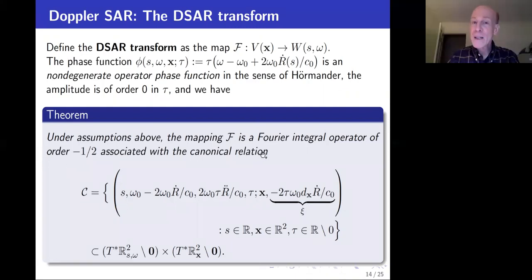And it's associated with a canonical relation, script C. So this is contained in the cotangent space T star of R2 for the s, omega variables cross T star of R2 for the variable on the surface of the Earth, x, which means x1, x2. It's given by this expression here, and you have coordinates on the canonical relation, which are s ranging over the real numbers, x running over R2, and tau running over the non-zero frequency variables.